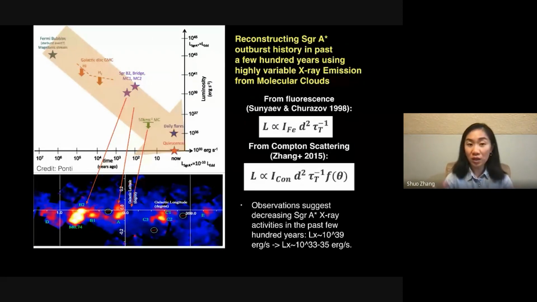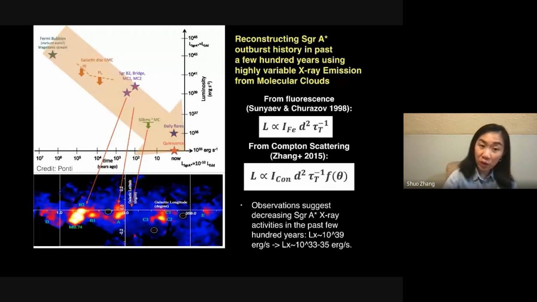Now, thanks to a lot of efforts from different research groups, this image on the upper left can very well summarize Sagittarius activity history. The red star here marks Sagittarius activity nowadays, where it's very quiet, very inactive. The horizontal axis is the time going to the past. The vertical axis is luminosity or brightness.